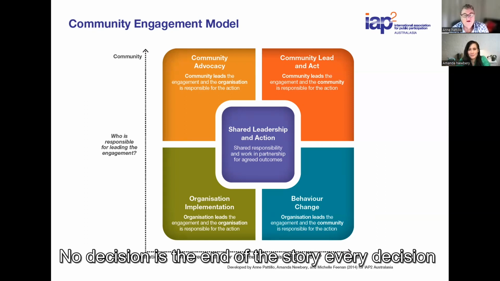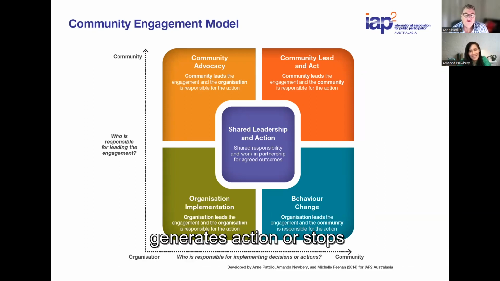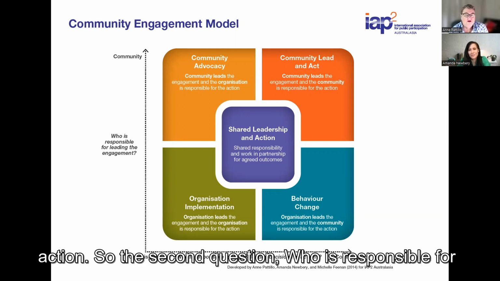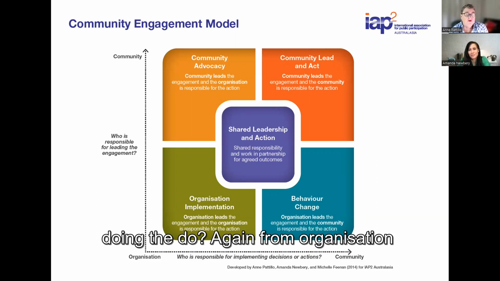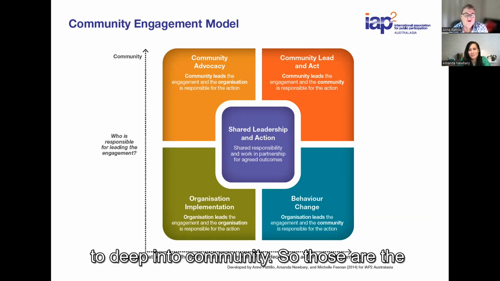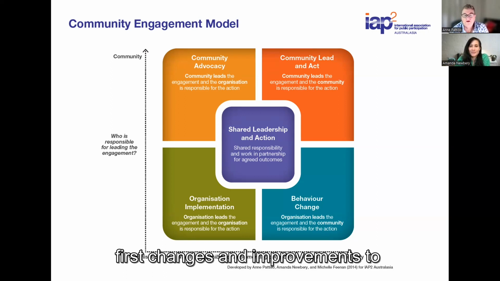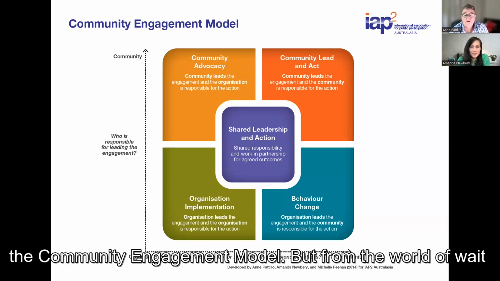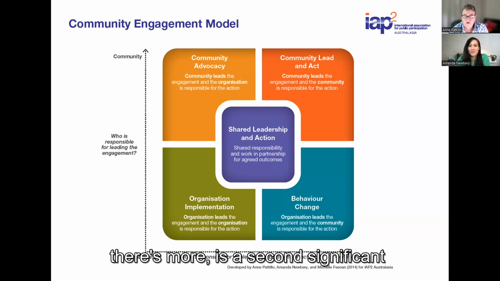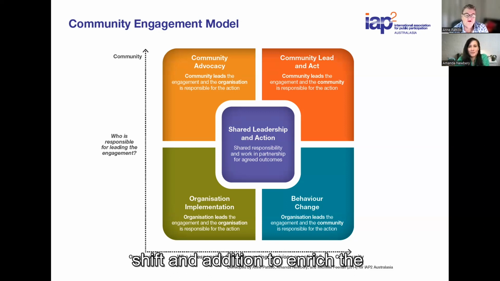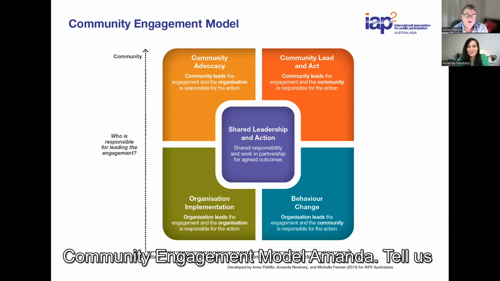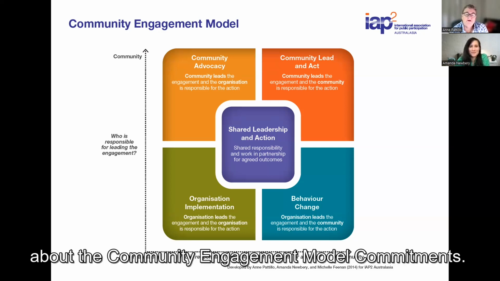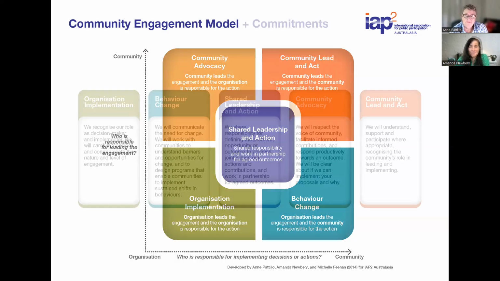The second question is who is responsible for implementing the decision or undertaking the action? No decision is the end of the story. Every decision generates action or stops action. So the second question is responsible for doing the do. Again, from organisation to deep into community. So those are the first changes and improvements to the community engagement model. But from the world of wait, there's more. There's a second significant shift and addition to enrich the community engagement model. Amanda, tell us about the community engagement model commitments.